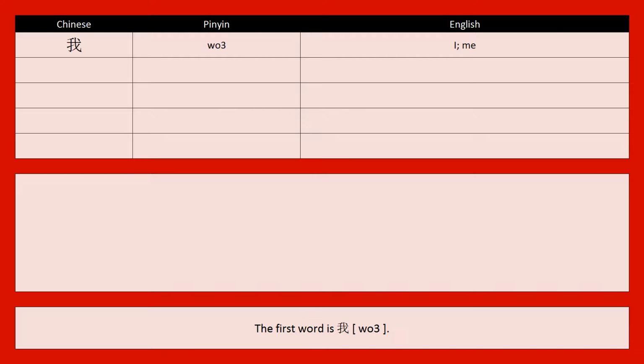The first word is 我. This is the first person singular pronoun I or me. The pinyin is WO and it's the third tone. The third tone starts fairly low, drops lower, and then rises up fairly high. There are 4 tones in Mandarin Chinese plus a neutral tone. We'll be covering them all in these first 2 lessons.